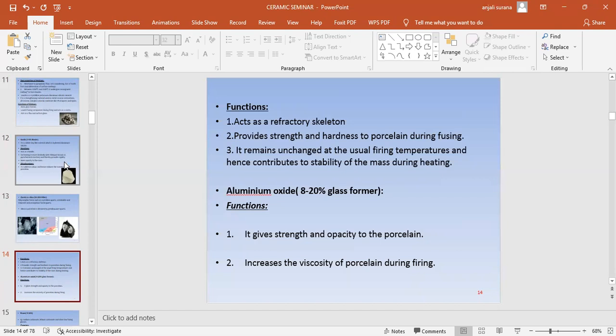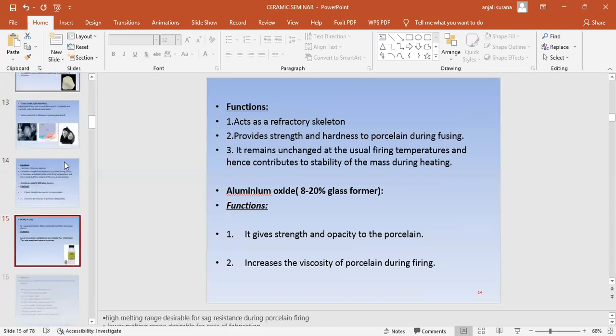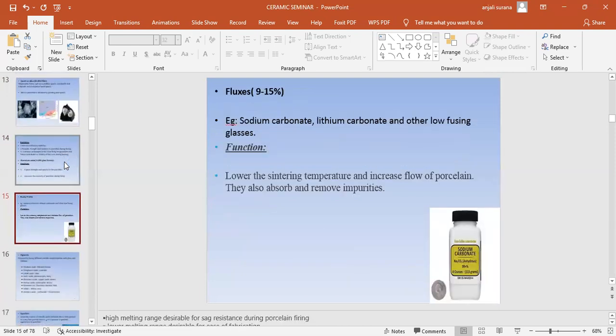Then aluminum oxide, it's present in 8 to 20%. Functions: it gives strength and opacity to the porcelain. It increases the viscosity of porcelain during firing. Then fluxes, they are present in 9 to 15%, and examples are sodium carbonate, lithium carbonate, and low fusing glasses. Function: they lower the sintering temperature and increase the flow of porcelain. They also absorb and remove impurities.